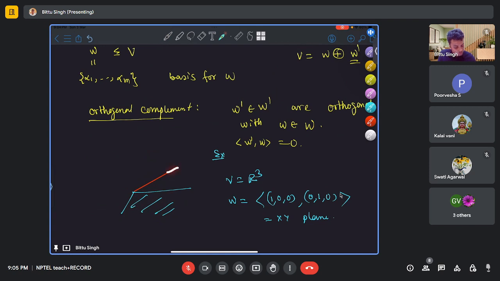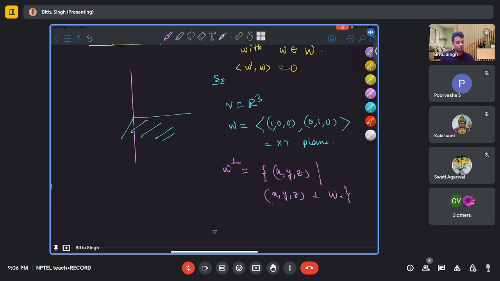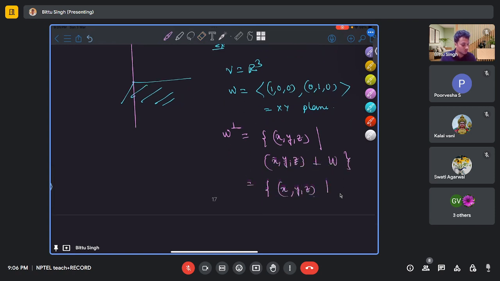But the orthogonal complement will not be this vector. Orthogonal means this vector should be perpendicular to all those vectors. So for this case, the orthogonal complement will be the z axis. For this case, the orthogonal complement is denoted by W perp, meaning all (x,y,z) such that (x,y,z) is perpendicular to W, that is, the inner product with any vector from W should be 0. This implies that (x,y,z) should satisfy those two conditions. Instead of multiplying with every vector, we just multiply with the basis.